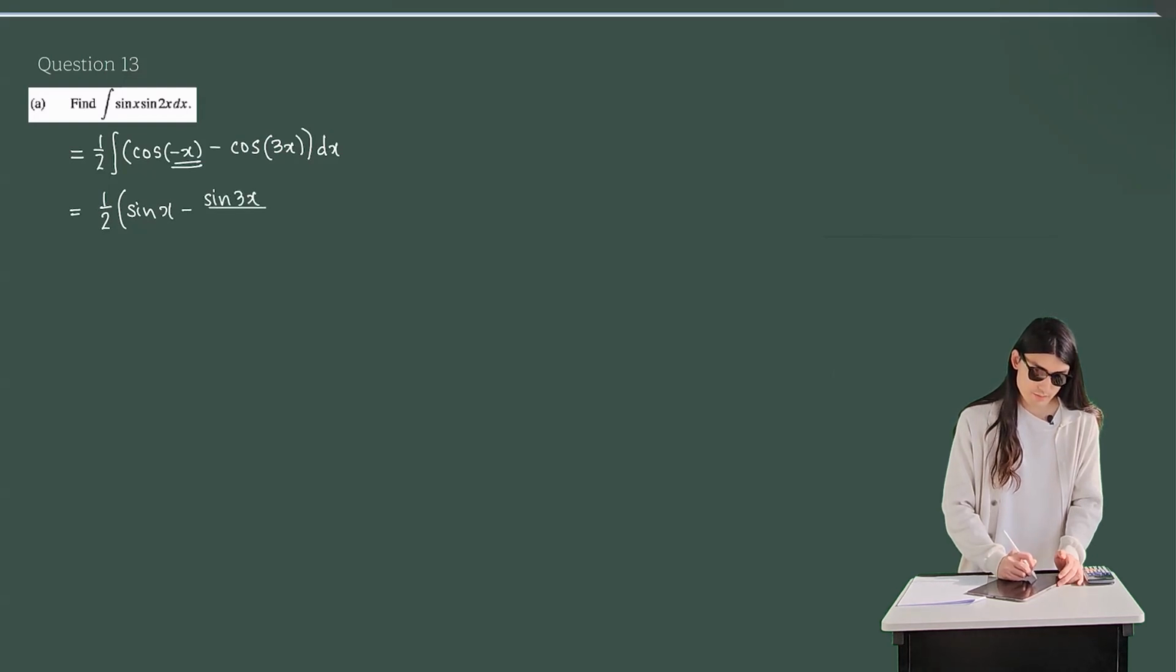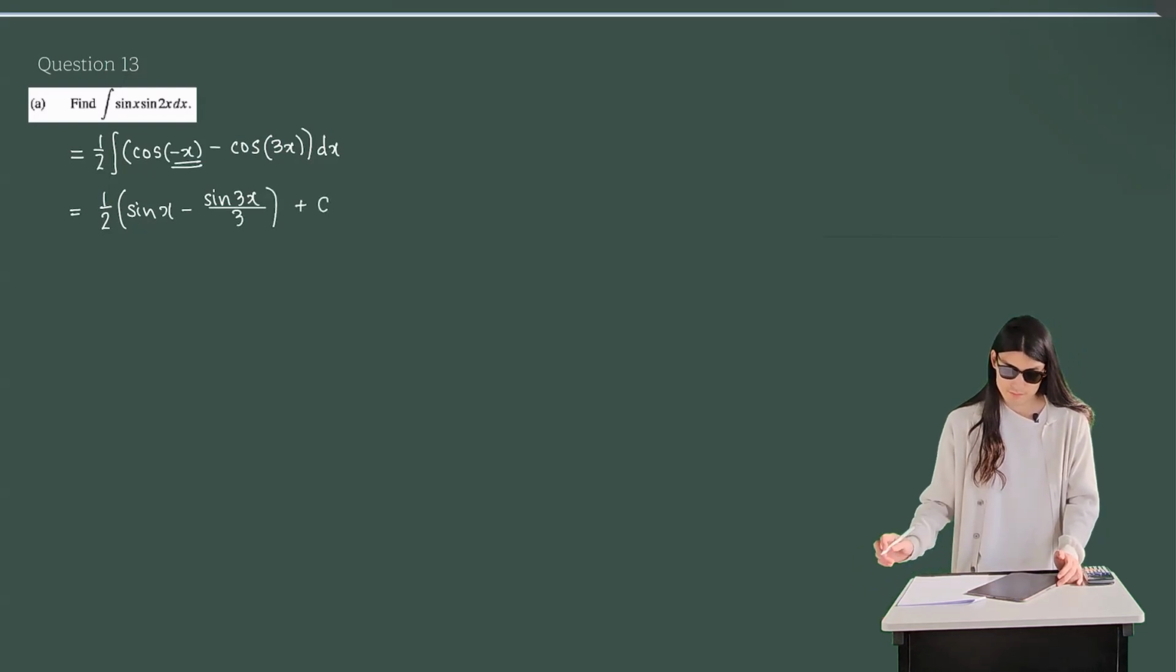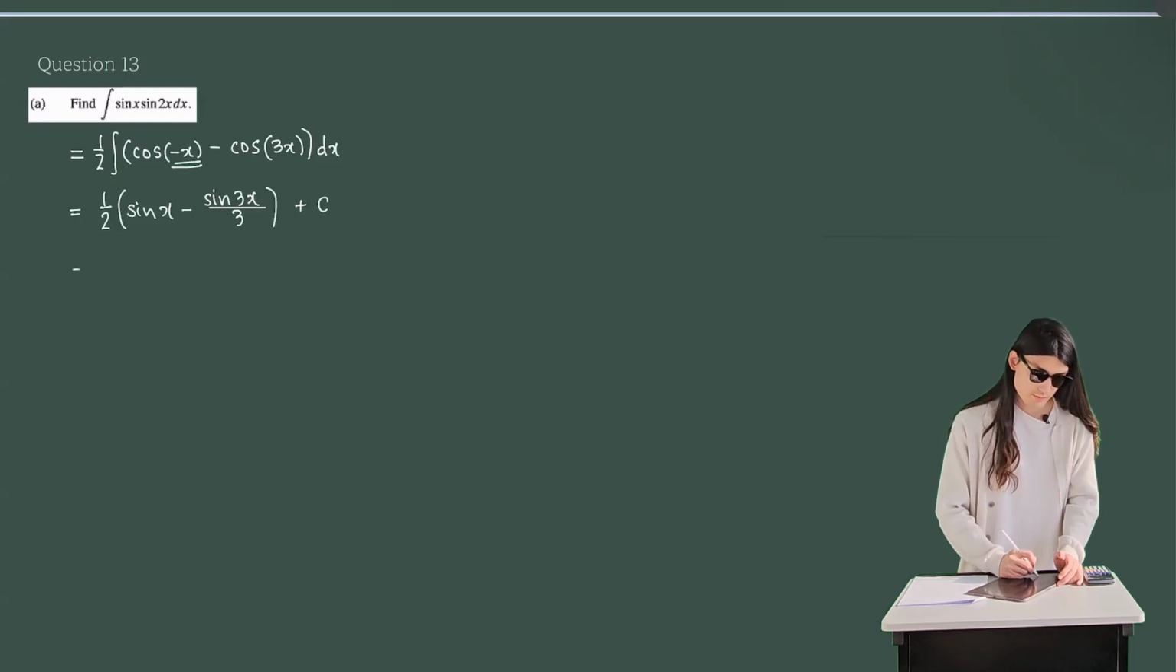Sine 3x over 3. Don't forget your plus constant. And this gives half sine x minus 1 over 6 sine 3x plus c.